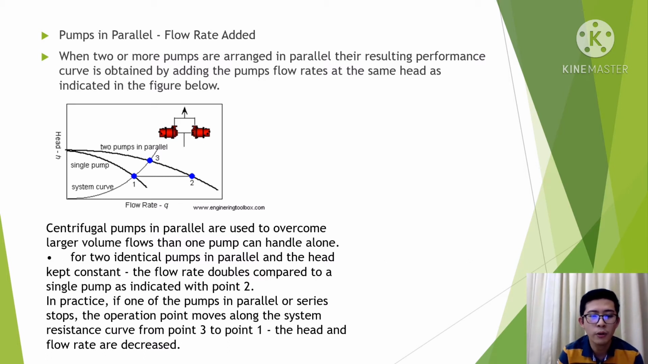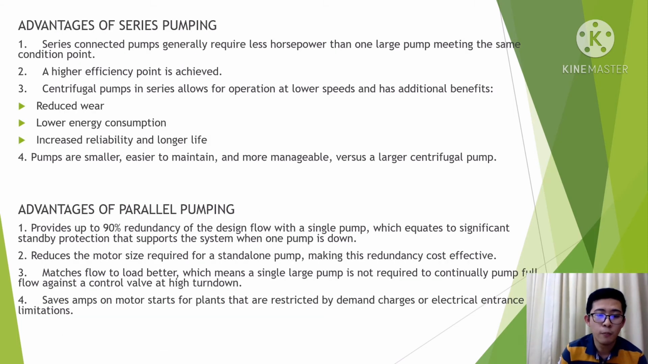as indicated with 0.2. In practice, if one of the pumps in parallel or series stops, the operating point moves along the system resistance curve from 0.3 to 0.1. The head and the flow rate are decreased. There are many advantages for both series pumping and parallel pumping.